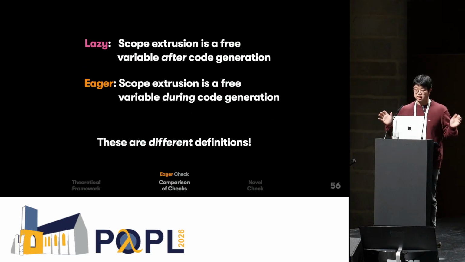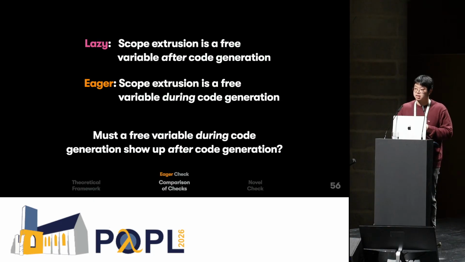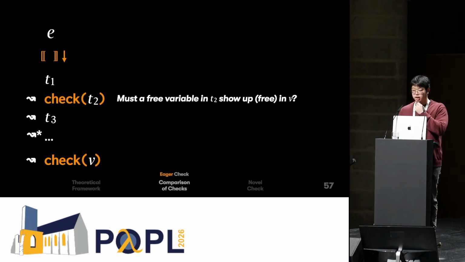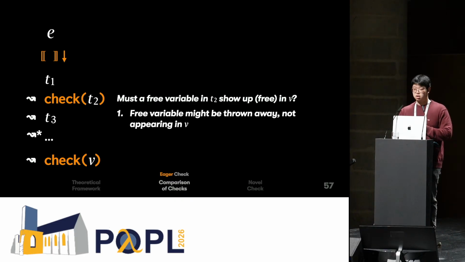So obviously these are different definitions, but we can ask, do they coincide? Do they happen to be the same? And returning to our example, we can ask, must the free variable in this case, T2, show up free in the normal form? And here I'm assuming that compile time generation terminates. Well, no. First of all, that free variable could be thrown away. But second, perhaps it could appear, but appears bound somehow.